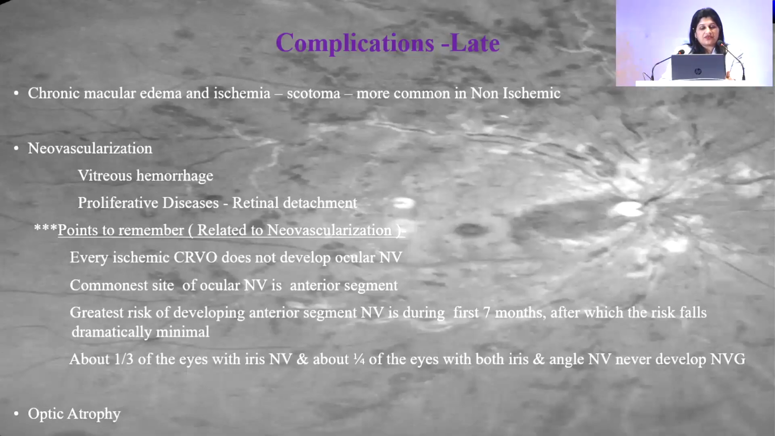Every ischemic CRVO does not develop ocular neovascularization. The commonest site of ocular neovascularization is the anterior segment. The greatest risk of developing anterior segment NV is during the first 7 months, after which the risk falls drastically. About 1/3 of the eyes with iris neovascularization and about 1/4 of the eyes with both the iris and the angle neovascularization never ever develop NVG.